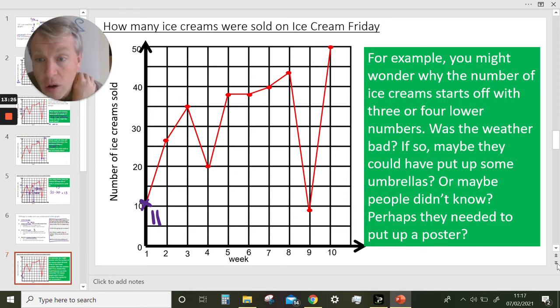What could the school have done to sell more ice creams for charity in that first week? Well, I wonder, was it too cold at the start of the term? Should they have started it a week or 2 later? I wonder whether they only sold 11 ice creams that week because people didn't know about it. Maybe they needed to put some posters up. Maybe they needed to do it in a place where people could see it more. So if you were running the ice cream fair, you would try and use this information.